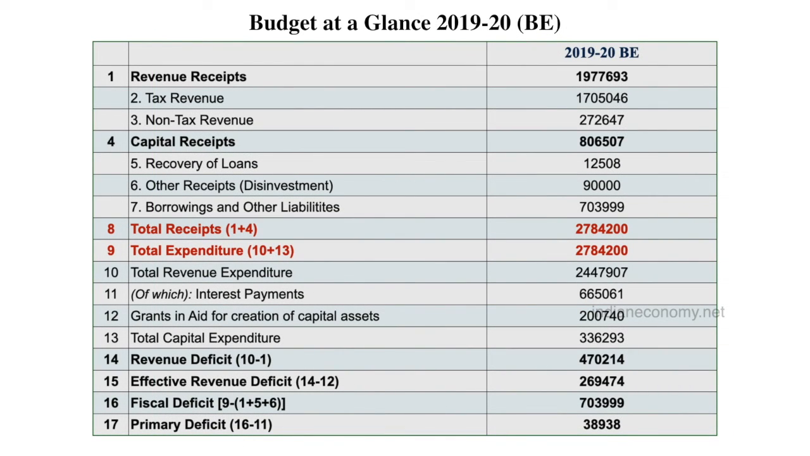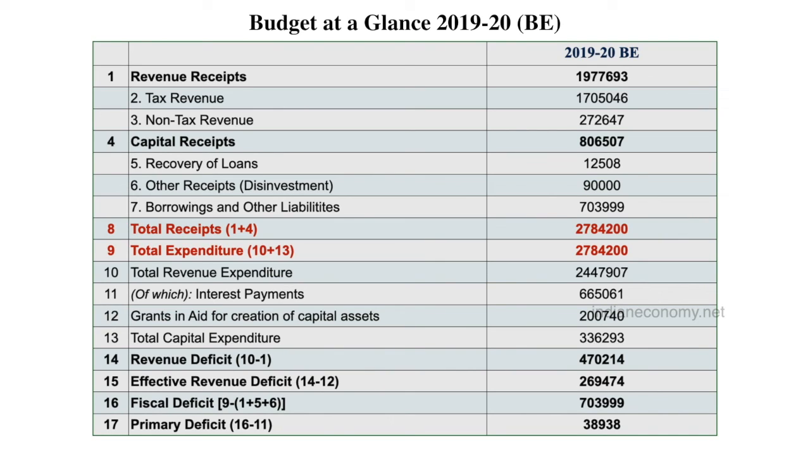Now we are coming to the last entry of our budget at a glance statement, item number 17, or primary deficit. So we have covered all the 16 entries. The last one is item number 17, and that is not very much significant, and the item is called primary deficit. You can get primary deficit by reducing interest payment from fiscal deficit, or primary deficit is equal to fiscal deficit minus interest payment.